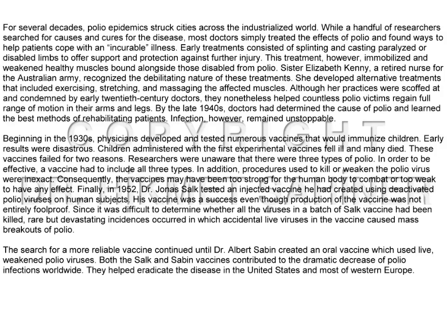Since it was difficult to determine whether all the viruses in a batch of Salk vaccine had been killed, rare but devastating incidences occurred in which accidental live viruses in the vaccine caused mass breakouts of polio. The search for a more reliable vaccine continued until Dr. Albert Sabin created an oral vaccine which used live, weakened polio viruses. Both the Salk and Sabin vaccines contributed to the dramatic decrease of polio infections worldwide. They helped eradicate the disease in the United States and most of Western Europe.